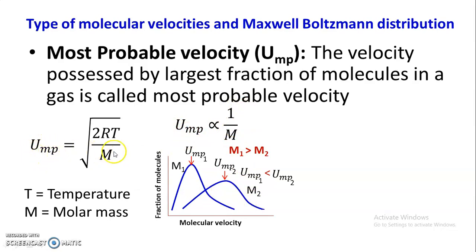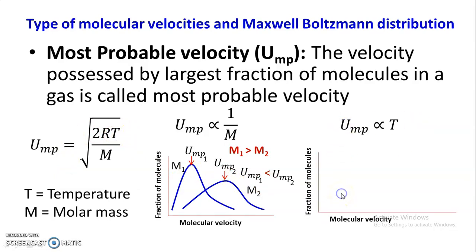As I said, as per this relation, most probable velocity is directly proportional to absolute temperature. Again, consider the Maxwell Boltzmann distribution curve for a gas at different temperatures. Suppose the same gas is considered at different temperatures. At a little bit lower temperature, for example 100 Kelvin, this is the distribution curve for the gas, and at the peak position there is the most probable velocity.